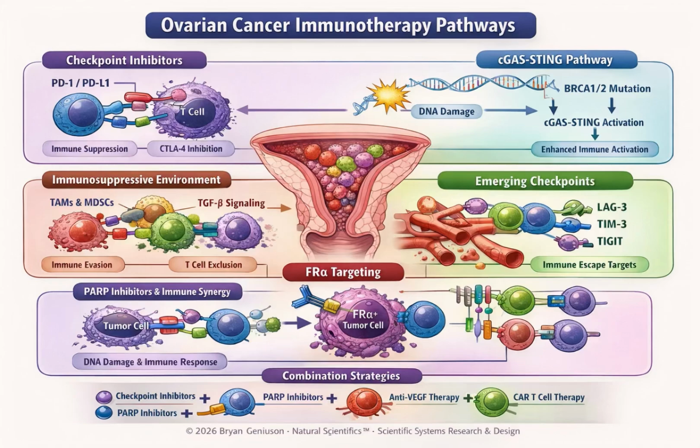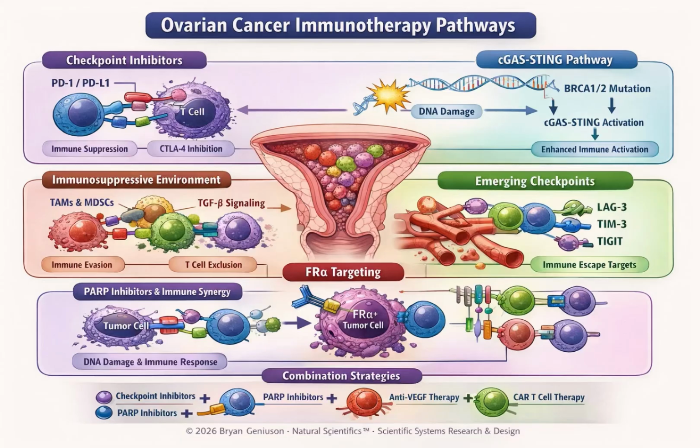tissue. Because ovarian tumors often employ multiple layers of immune suppression, modern research is increasingly focused on combination therapy strategies. These strategies may combine immune checkpoint inhibitors, PARP inhibitors, anti-angiogenic therapies, and cellular immunotherapies such as CAR-T approaches. The goal of these combined approaches is to increase tumor immunogenicity, reduce immune suppression within the tumor microenvironment, and enhance immune cell infiltration into tumor tissue.